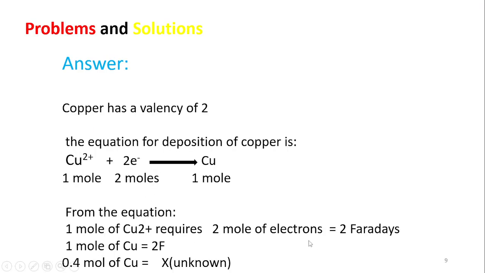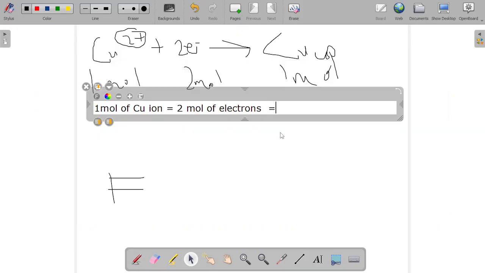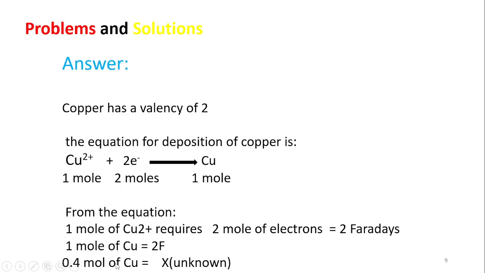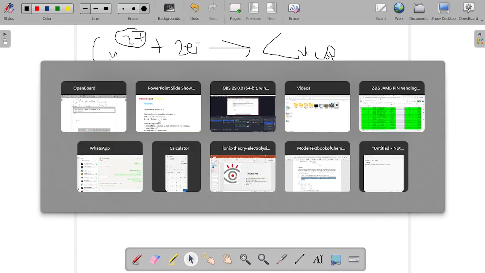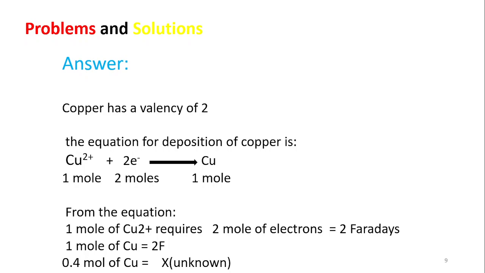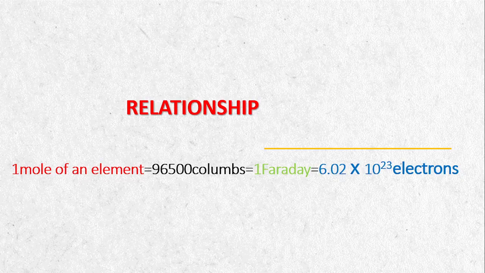2 moles of electrons is equivalent to 2 Faradays, based on what was stated earlier. So now we have that 1 mole of copper is equal to 2 Faradays. Can you see how this has been compared? Let me take the slide a little bit back so we can see how the Faraday is equal to the number of electrons.